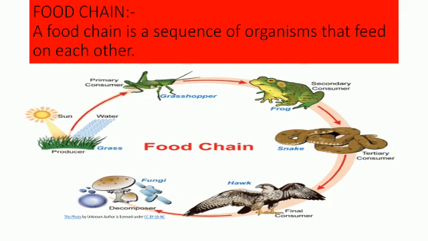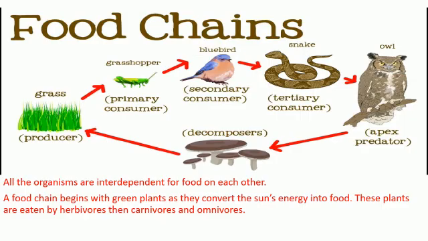In this picture of a food chain, plants are the producers, grasshopper, frog, snake and hawk are the consumers, and fungi is the decomposer. There are many different types of food chain present in our environment, such as the aquatic food chain, grassland food chain and forest food chain. Every food chain begins with green plants, so they are called producers.